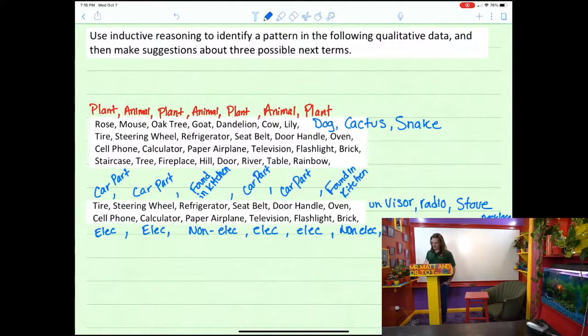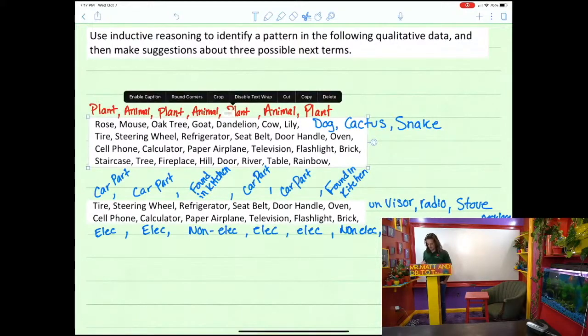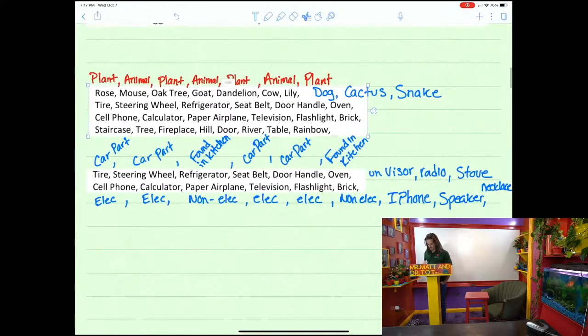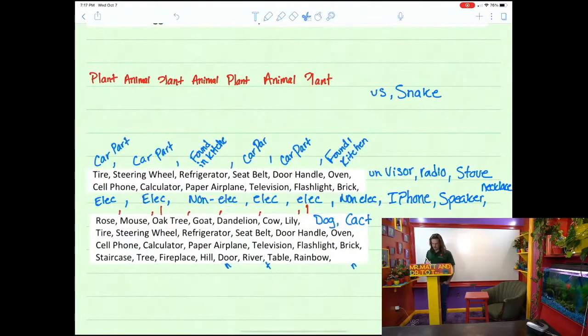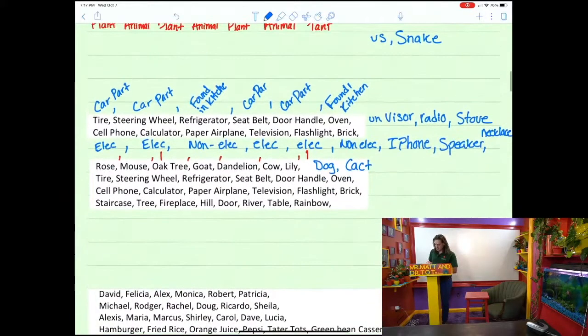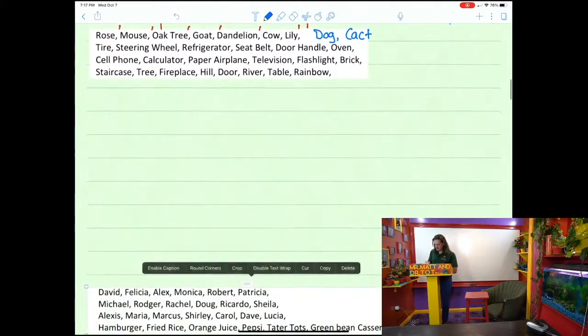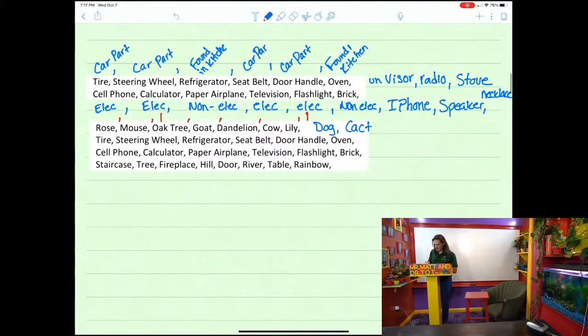Now let's look at the last one here. We have staircase, tree, fireplace, hill, door, river, table, rainbow. So staircase versus a tree versus a fireplace versus a hill versus a door versus a river versus a table versus a rainbow. You might be able to see that this is a pattern of something that's found inside versus something that's found outside.